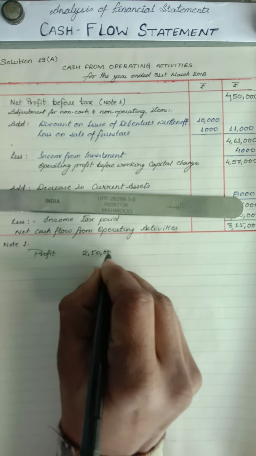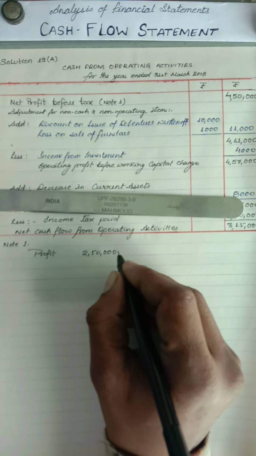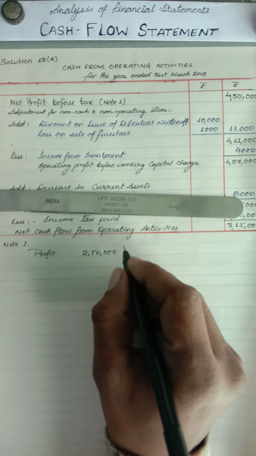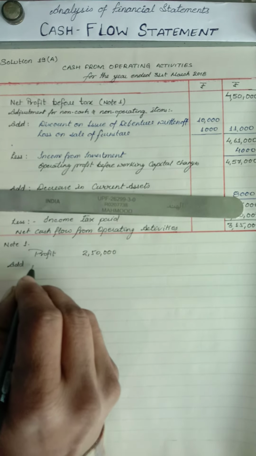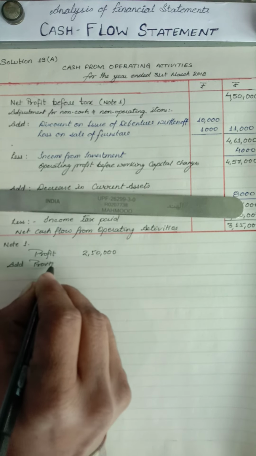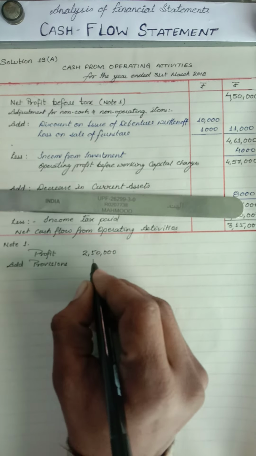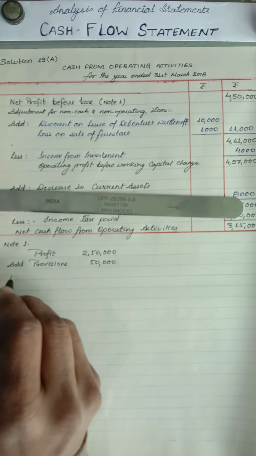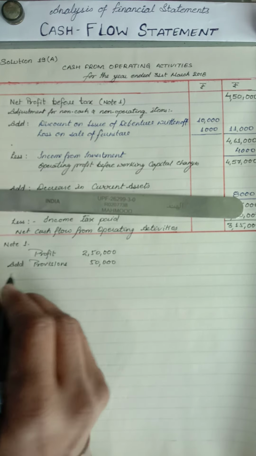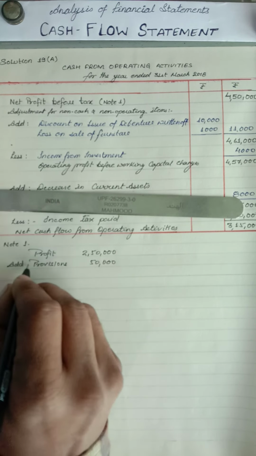2,50,000. It is clear? And in this what we have to do? We have to add general reserves and provision for tax. So what did we do here? Provisions, whatever we had, we had provisions of 50,000 in this, and what else did we have? We also had provision for tax. The general reserves were in the provisions only.